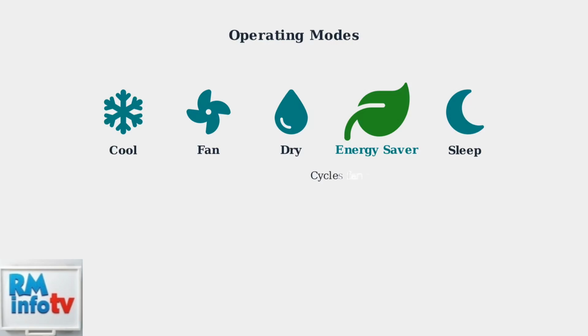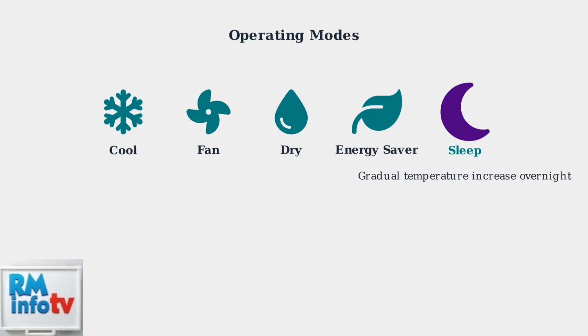Energy saver mode cycles the fan with the compressor to reduce power consumption. The fan stops when the target temperature is reached, automatically restarting when cooling is needed again. Sleep mode gradually increases the temperature overnight for optimal comfort and energy savings. This mode adjusts cooling to match your body's natural temperature changes during sleep.